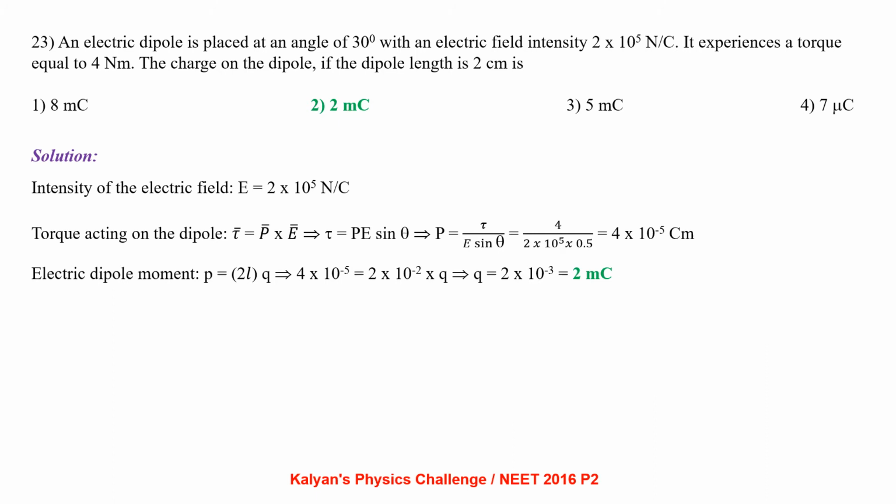As we can see, the intensity of the electric field is 2 × 10^5 Newton per Coulomb. Torque acting on the dipole when it is placed in a uniform electric field is τ = P × E, that is PE sin θ. From there we get P = τ / (E sin θ), which comes out to be 4 × 10^-5 Coulomb meter. Then the electric dipole moment can be written as the product of one of the charges and the separation between the charges. So from there we get Q equal to 2 millicoulomb.